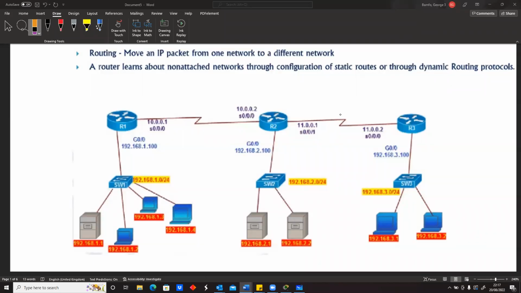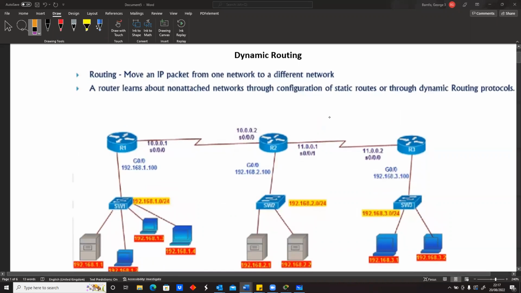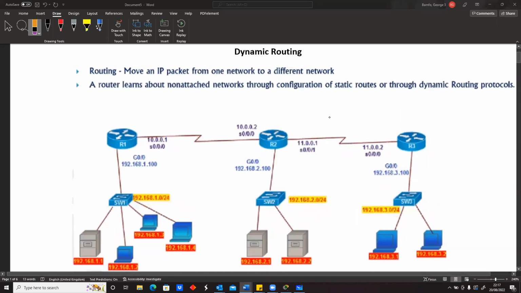So yeah, in today's session, we're going to be looking at dynamic routing. And before we look at dynamic routing, in our previous session, we looked at routing, and at the beginning, we looked at static routing. We said static routing was a way for a network administrator to put in networks that are missing and also the routes to those networks.